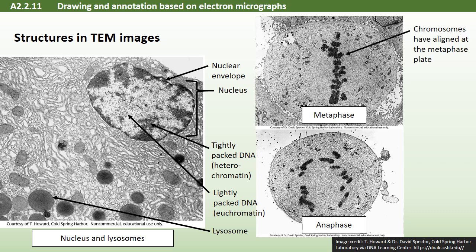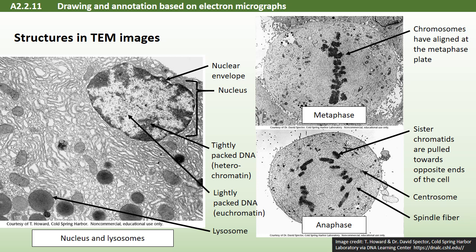To the right, chromosomes have aligned at the metaphase plate. And below, in anaphase, you can see the sister chromatids being pulled towards opposite ends of the cell. You can see the centrosome and the spindle fibers. These types of pictures on the right are what you will be studying when you're learning about mitosis and meiosis.